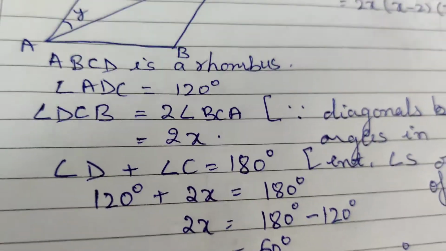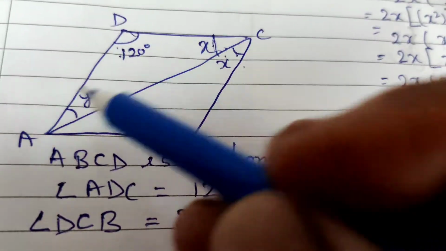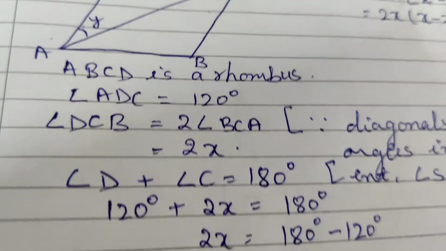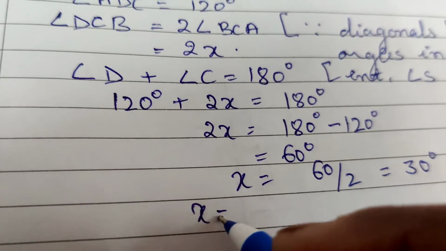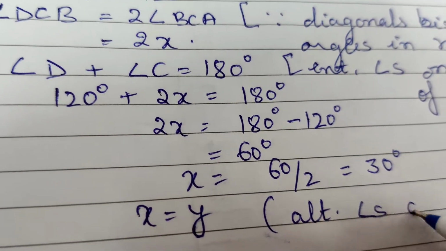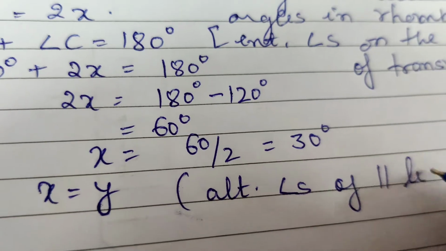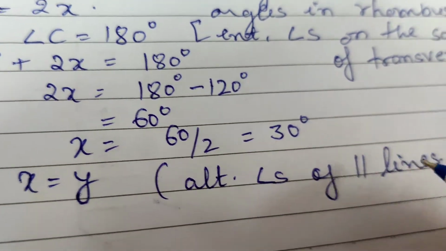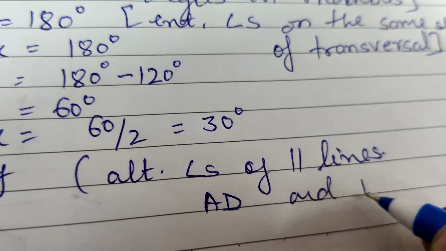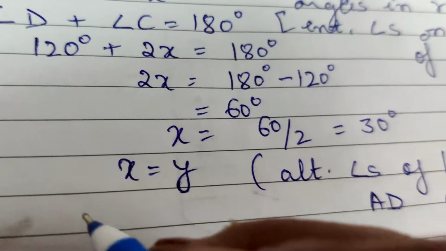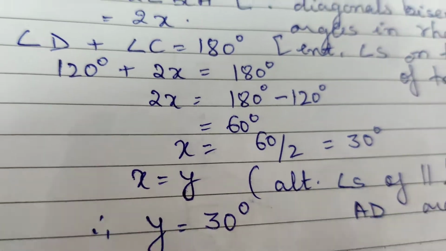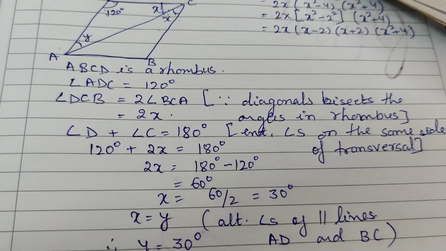Okay. And find the y. So x equal to y, alternate angles. The AD line is parallel to BC. X equal to y, alternate angles of parallel lines AD and BC. Therefore y is also equal to 30 degree. Okay, y equal to 30 degree.